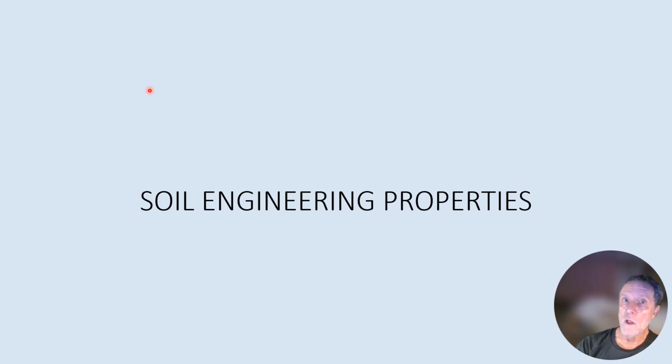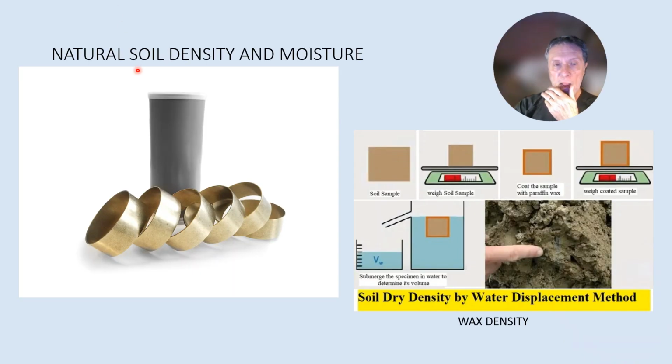Let's look at the other soil engineering properties like strength and density. Okay, so natural soil density and moisture is what you determine from your field samples. This is a picture of a ring sample where you have brass rings that are put into a steel sampler. The sampler is driven into the ground and the soil ends up inside these rings. You take these rings apart and you can measure the weight and you can measure the moisture.